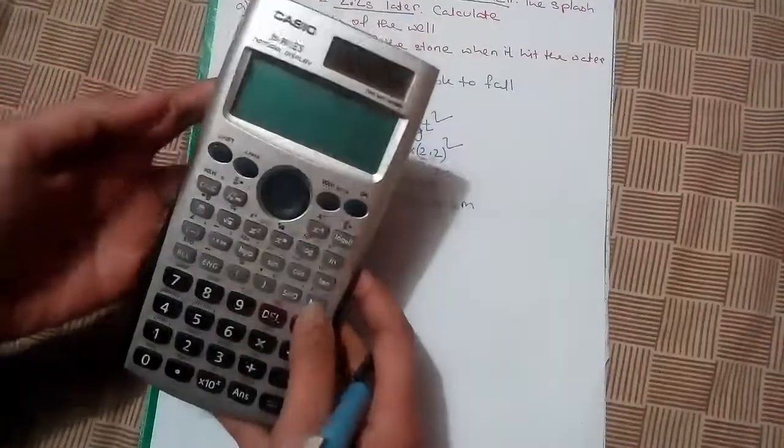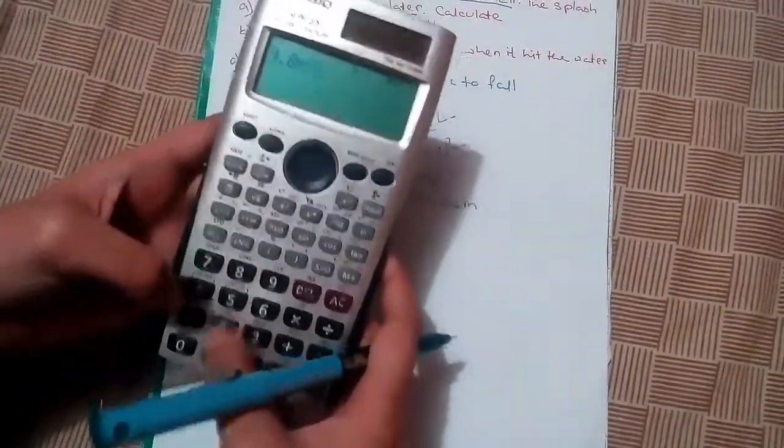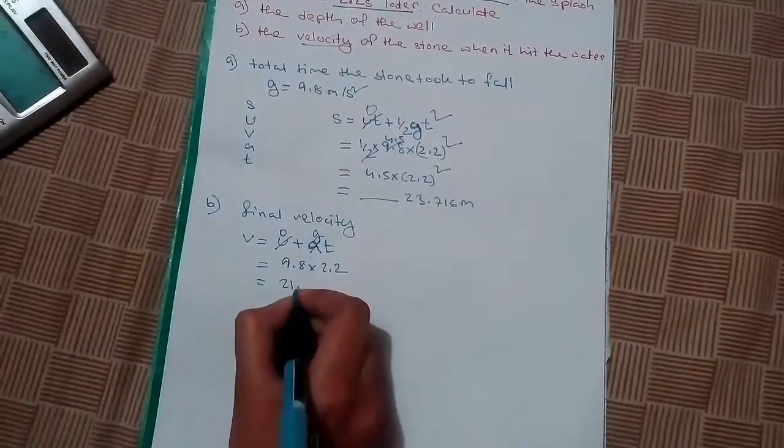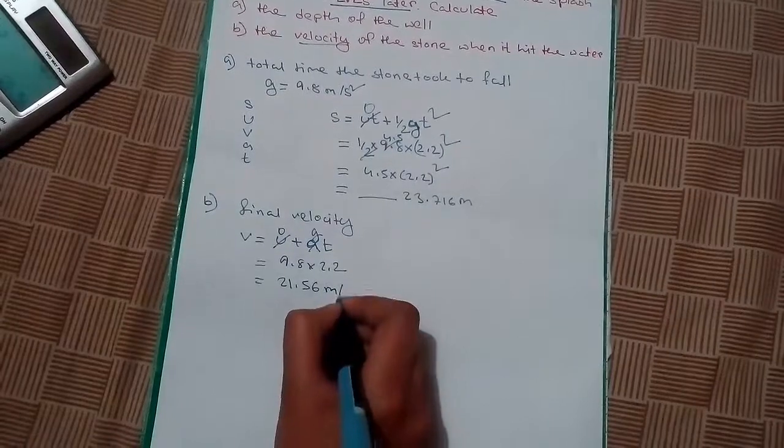So এটার অ্যান্সার কি 9.8 into 2.2, 21.56. So 21.56 meter per second.